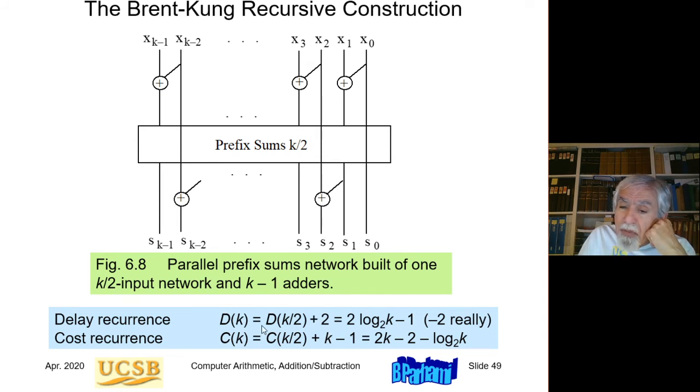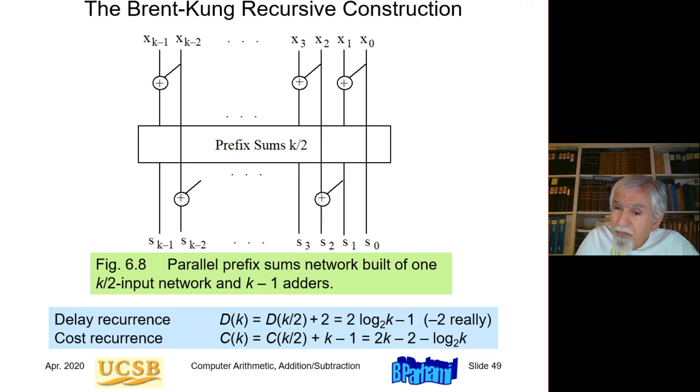And if I solve this recurrence, the solution would be 2 log 2k minus 1. Actually, we will see later that it's minus 2. There is a subtle point there that makes it minus 2. But let's not worry about that difference. So it's 2 log 2k roughly, twice as much as the previous design, Ladner-Fisher design.